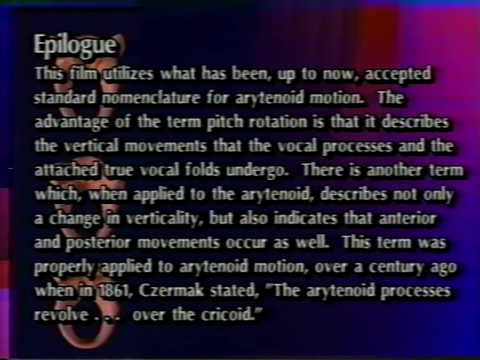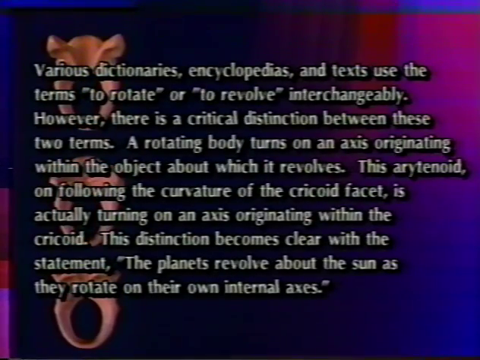This term was properly applied to arytenoid motion over a century ago, when in 1861, Zermak stated, the arytenoid processes revolve over the cricoid. Various dictionaries, encyclopedias, and texts use the terms to rotate or to revolve interchangeably. However, there is a critical distinction between these two terms. A rotating body turns on an axis originating within the object. A revolving body turns about an axis outside itself. This arytenoid, on following the curvature of the cricoid facet, is actually turning on an axis originating within the cricoid.